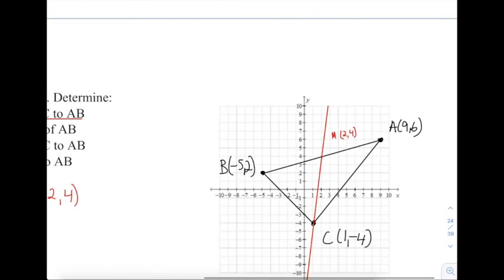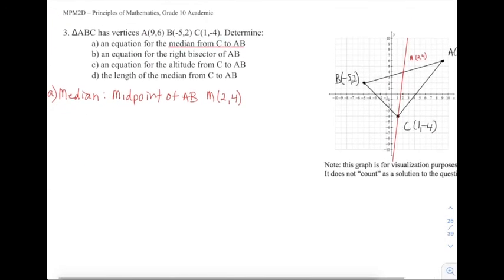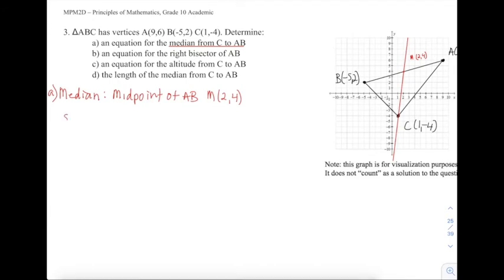Okay. So I'm trying to find the equation of this red line. I can see it has a steep positive slope and the y-intercept is below -10. So that's nice to know. I need to figure out the slope. The slope is the slope of MC. Slope M to C.